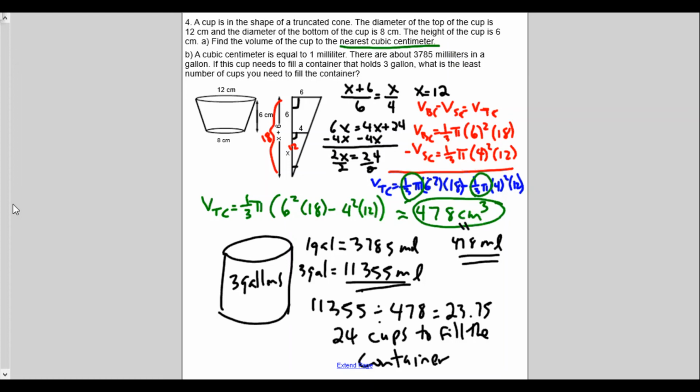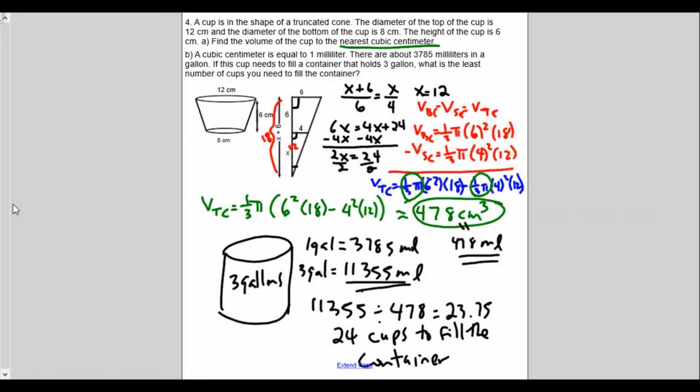We figure out the volume of this cup is 478 cubic centimeters. We then, for the second part, convert this, 478 cubic centimeters equal to 478 milliliters. We figure out how many milliliters are in this 3 gallon container and divide by 478. And we find in this case we need at least 24 cups, because 23 is not enough and 24 will be enough to fill it, with a little bit left over. So we have to go to the next one to fill it up though.